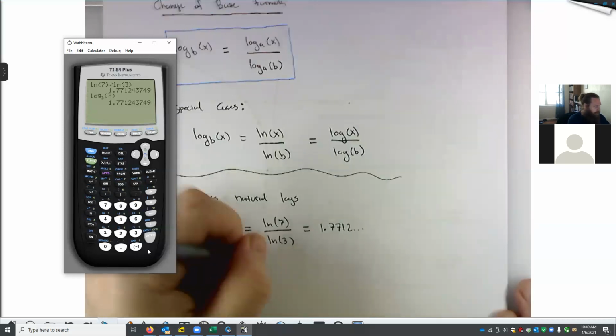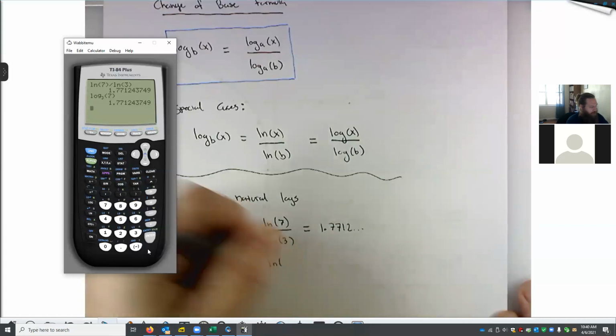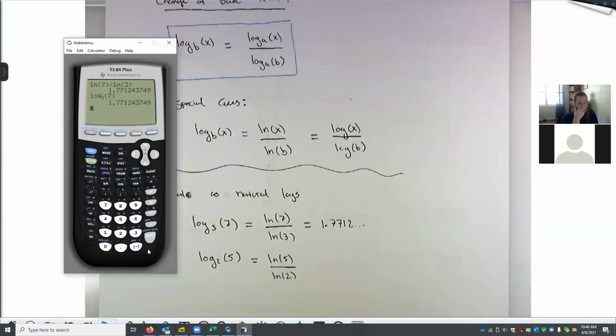Similarly here, if I wanted to find the base 2 log of 5, I could write that as ln of 5 over ln of 2. I expect this number to be a little bit bigger than 2 because 2 squared is 4, but a little bit smaller than 3 because 2 cubed is 8. In fact, it should be closer to 2 than it is to 3.